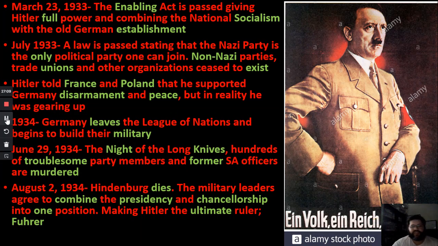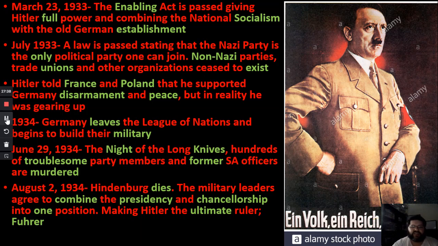So on March 23rd, 1933, the Enabling Act passes, giving Hitler full power as chancellor, and it combines the Nazi socialism and the old German establishment together. So now they're all Nazis. And then that leads to what happened in July 1933. Because some people were like, "I don't want to be a Nazi." And they're like, "Well, so what are you, non-Nazi?"